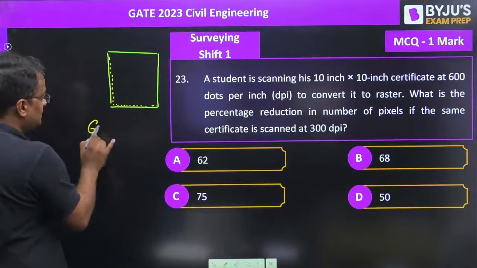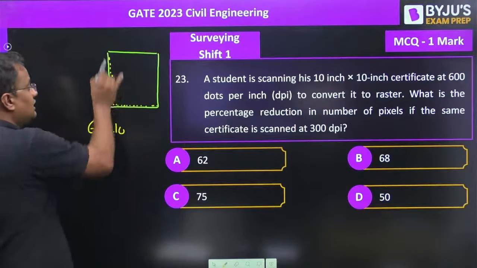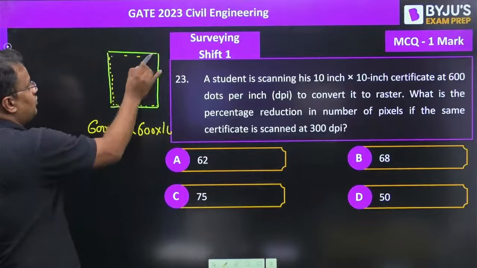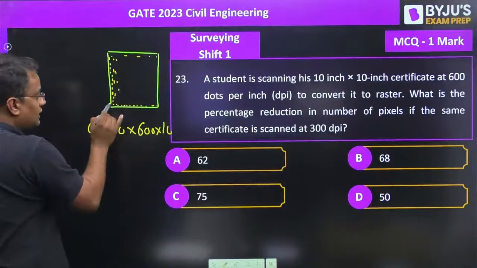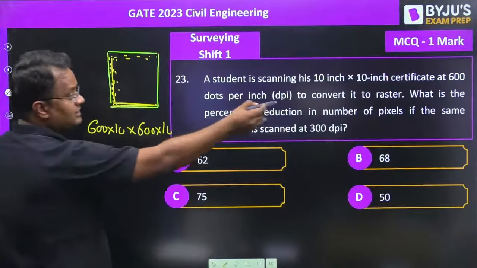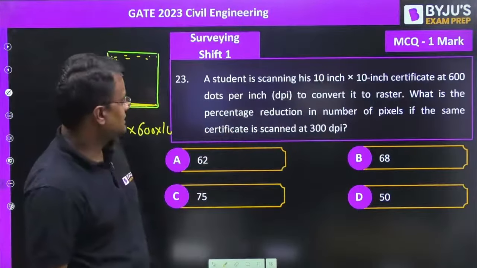So in 10 inches, 600 into 10. Here also 600 into 10. So this is the total number of dots in this whole figure: 600 into 10 in one line, 600 into 10 here. So the total number of dots is this. Now it is changing to 600 dots per inch.